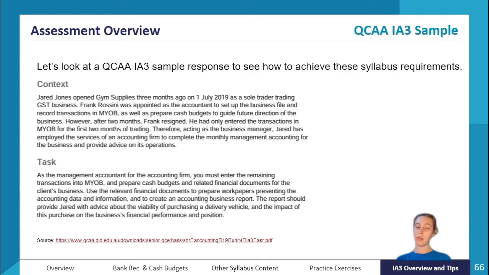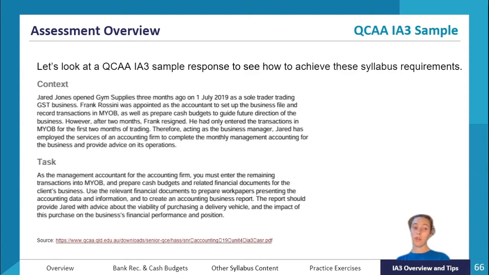trading 3 months. So, acting as the business manager, Jared has employed the services of an accounting firm to complete the monthly management accounting for the business and provide advice on its operations. So, this is where you come in. So, Frank was the equivalent of you, but you are taking over from Frank now as that person who is giving the advice and doing those monthly processes for the accounting for the business.